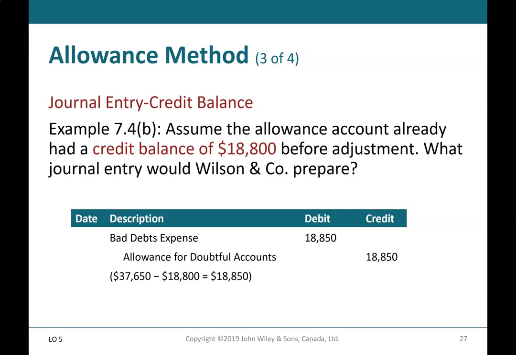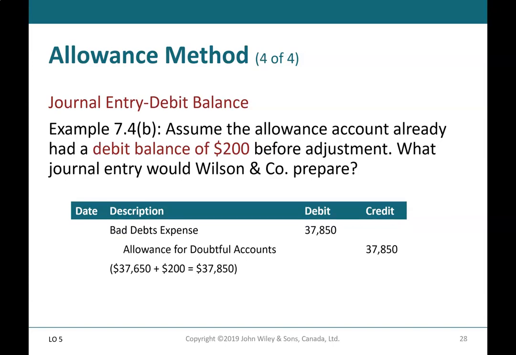Allowance method 3 of 4. Journal entry credit balance. Example 7.4b. Assume the allowance account already had a credit balance of 18,800 before adjustment. What journal entry would Wilson & Co. prepare? So you would debit bad debt expense for 18,850 and credit allowance for doubtful accounts for 18,850. And so then when you total the amount in your T account, you'll have the 37,650. So you're doing the offset adjustment, not adjusting for the balance.